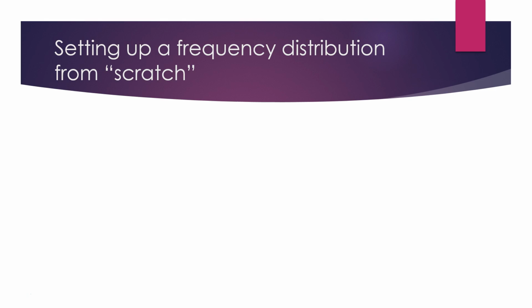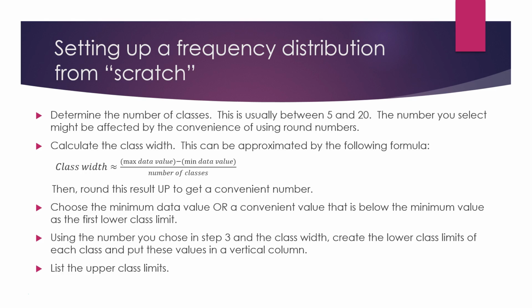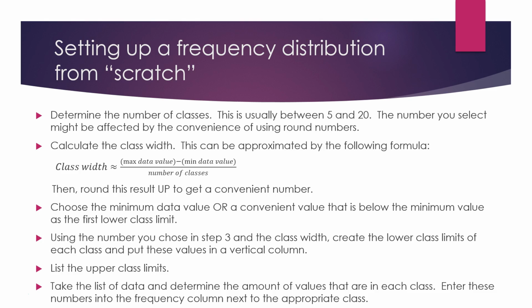So here are the steps to setting up a frequency distribution from scratch. So this would be a case where you just had a big list of numbers given to you, and it's up to you to create the frequency distribution just from a blank piece of paper. So there are 6 steps here.